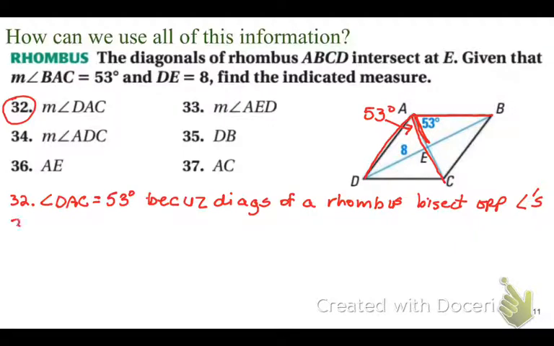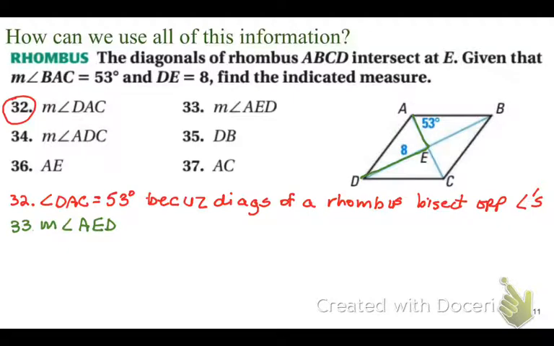Okay, so let's look at number 33. I'm going to erase what's on there because otherwise it's going to be really hard to see, because we're looking at different things here. And I'm going to change color. We're looking at the measure of angle AED. What fun fact about rhombi would allow you to know what the measure is of that angle AED?